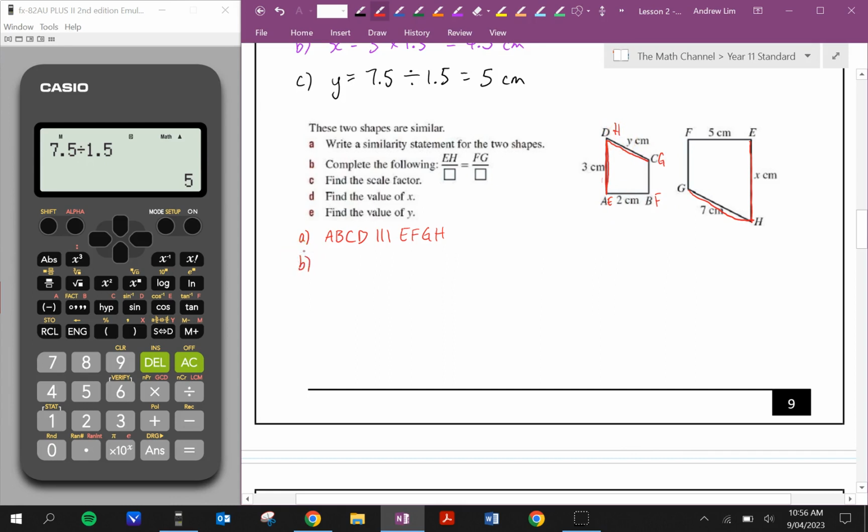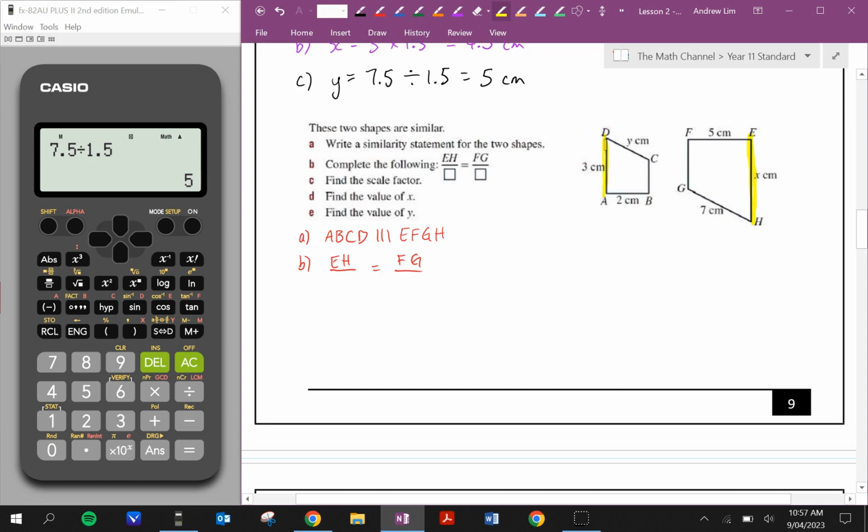Question B. Complete the following: EH over something is equal to FG over something. So I'm going to highlight these. Let's get rid of all this. EH is the longest side, and so that's going to correspond with the longest side here.